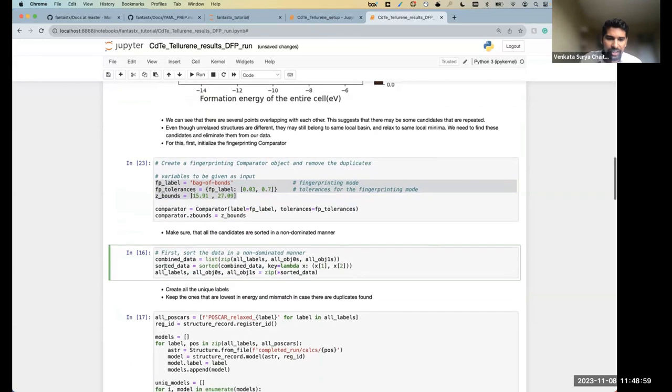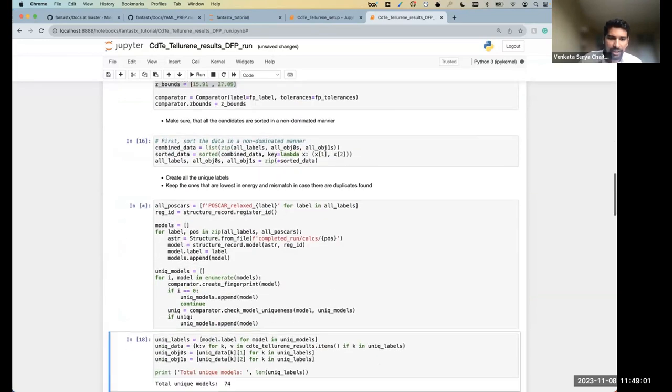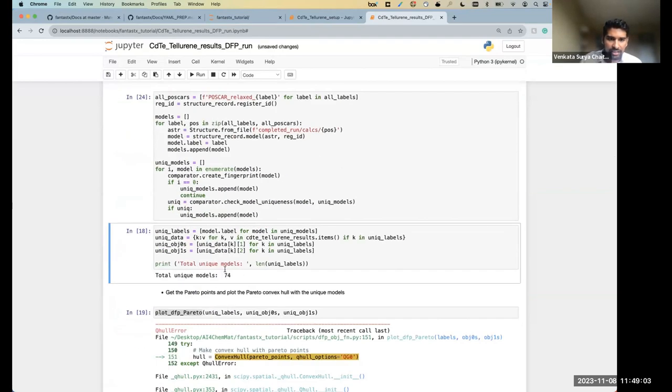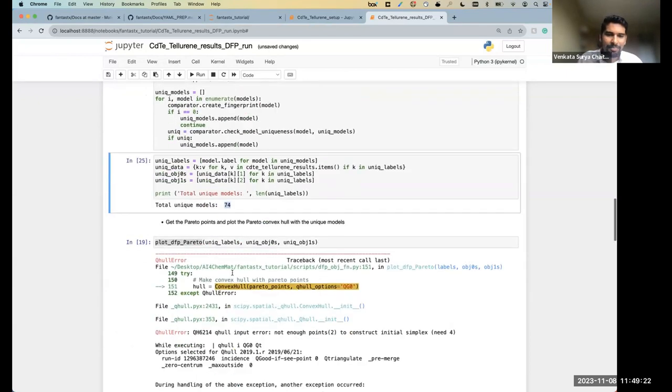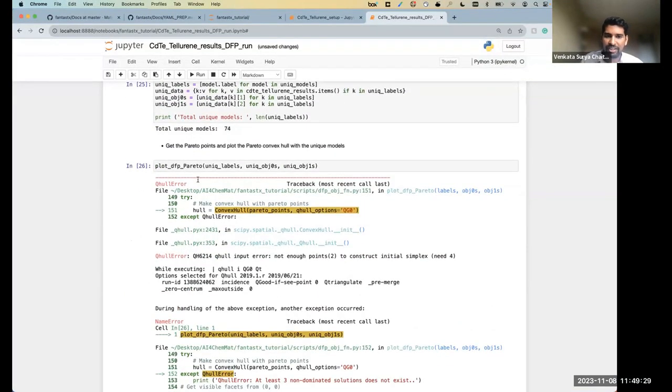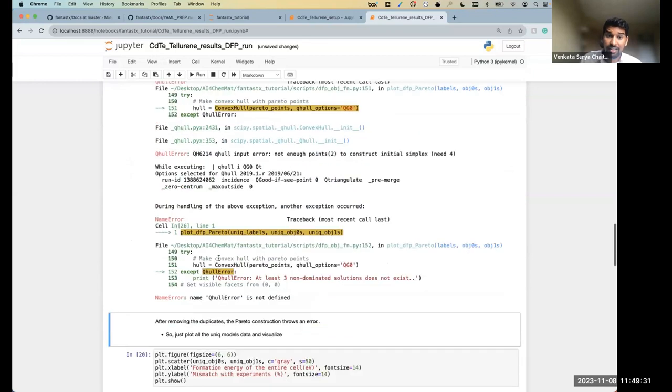And once we identify and remove the duplicate structures, we can see that we have a total of 74 models out of 210. In this particular example, we have several duplicate structures only because the search space is very small, and we kind of overdid it with the number of DFT calculations. And now with the unique calculations data, if we try to run the Pareto convenience function, we get an error.